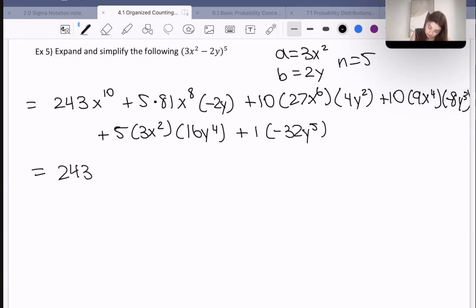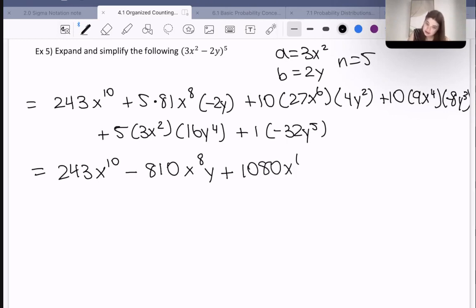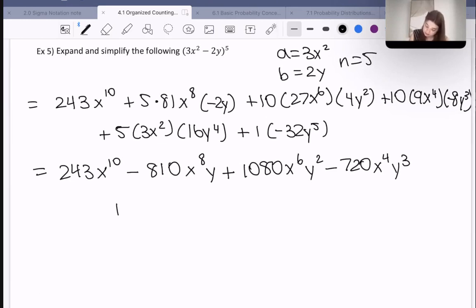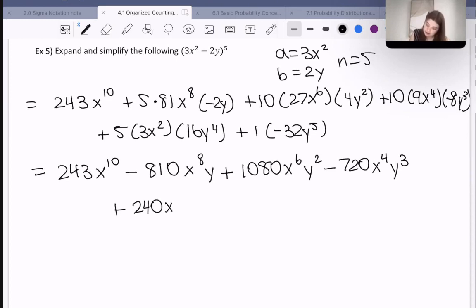We're going to have 243x to the power of 10 plus, let's see, actually this will be minus 2 times 5 times 81, minus 810x to the power of 8y, plus, let's see, 10 times 27 times 4, 1080x to the power of 6y squared, minus 720 looks like x to the power of 4y cubed, plus, let's see, 240x squared y to the power of 4, minus 32y to the power of 5. Awesome. And there we have it.